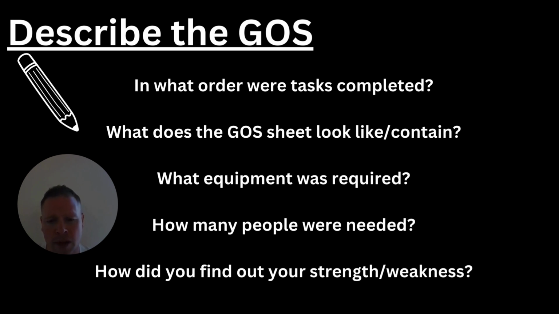What equipment was required? Well, there was a camera required, a sheet, a pencil, and a laptop in order to watch the game back. These are the equipment that was required. How many people were needed for the full process? Well, there was 3. There was 2 people to play in a game and 1 person to film. And the last consideration: how did you find your strengths and weaknesses?